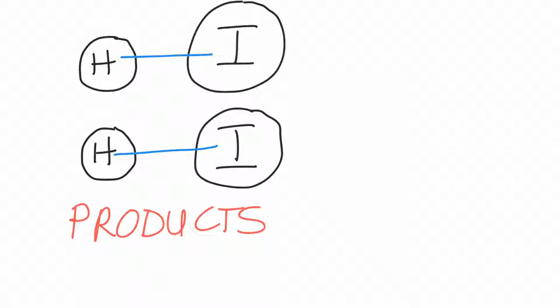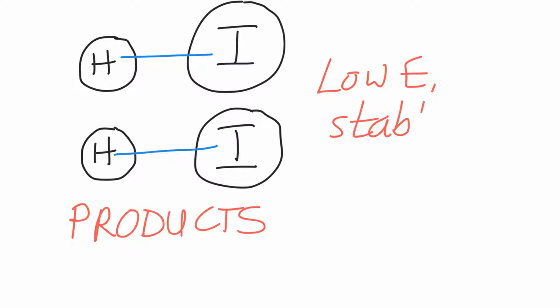So we started out with reactants, which collided effectively. We then reached a high energy intermediate called the activated complex. Then we finished with products, which are in a low energy and stable state now.